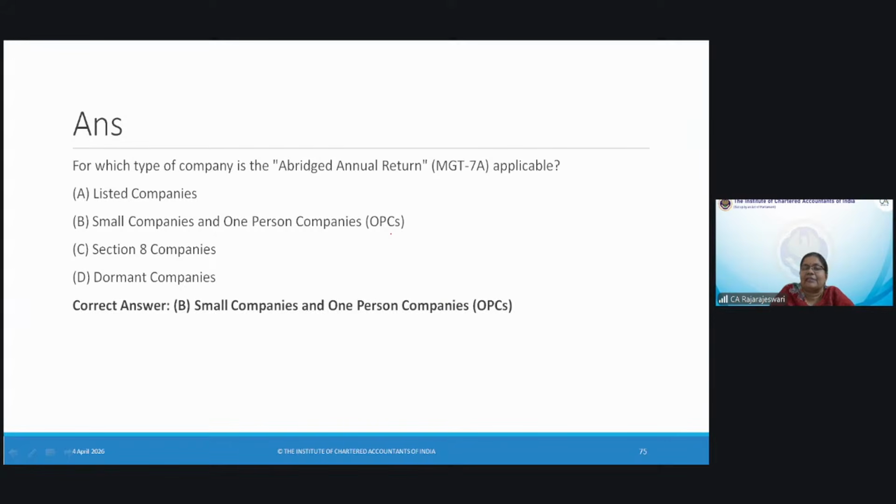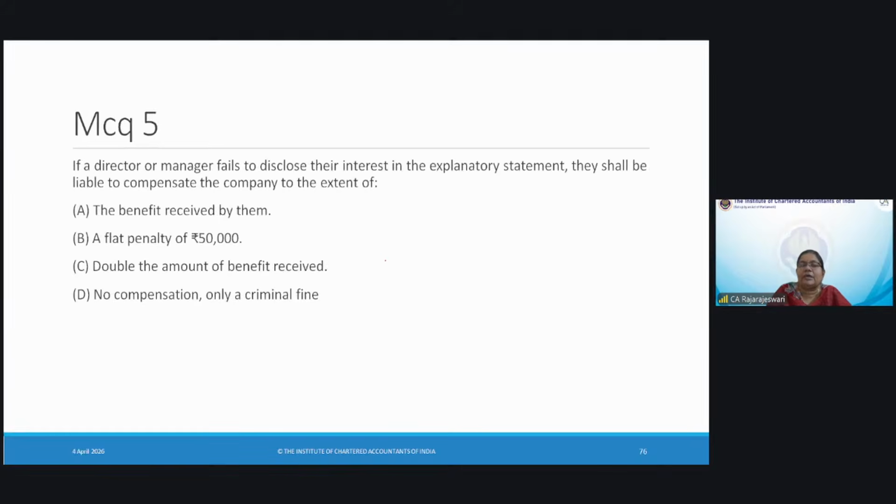For listed companies and other companies, the Act specifies MGT 7. For small and one-person companies alone, it is 7A. That is an abridged annual return. They can also ask you to write a descriptive answer, a note on abridged annual return. So it is applicable for small and one-person companies. The annual return should be filed in form MGT 7A. For other companies, a detailed return is filed in form MGT 7. That you should give in the descriptive answer.